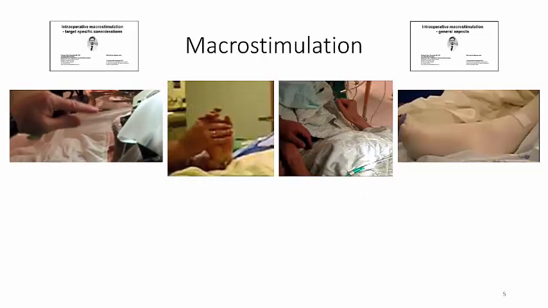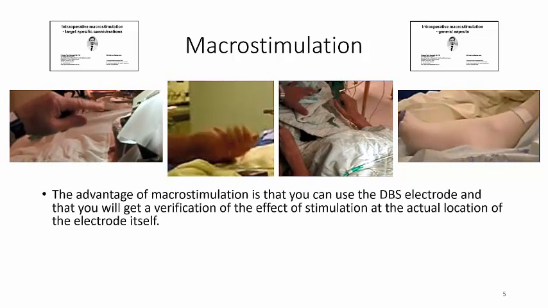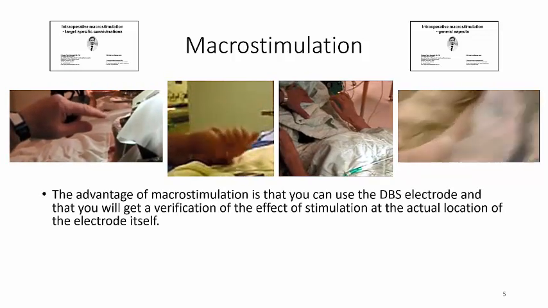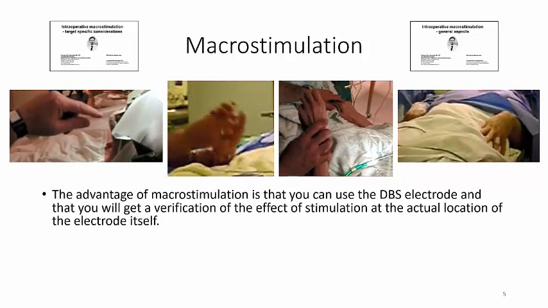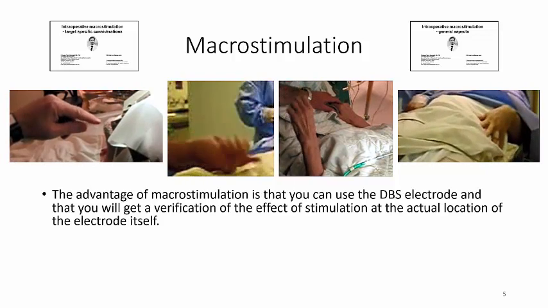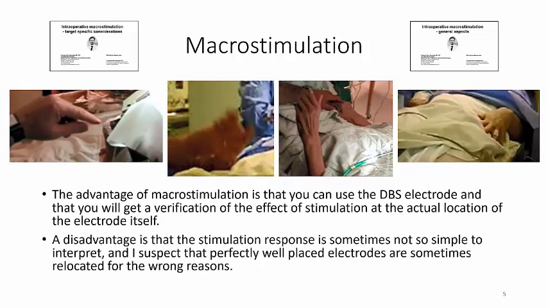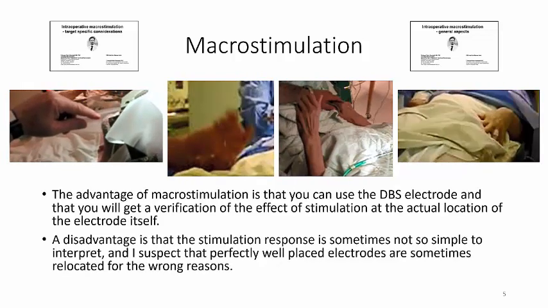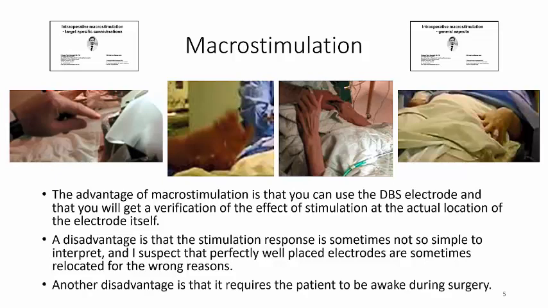Regarding macrostimulation, the advantage is that you can use the DBS electrode and that you will get a verification of the effect of stimulation at the actual location of the electrode itself. A disadvantage is that the stimulation response is sometimes not so simple to interpret, and I suspect that sometimes perfectly well placed electrodes are relocated for the wrong reasons. Another disadvantage is that it requires the patient to be awake during surgery.